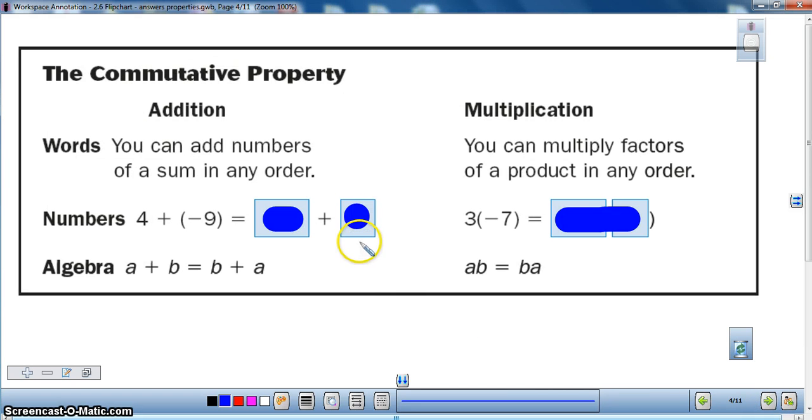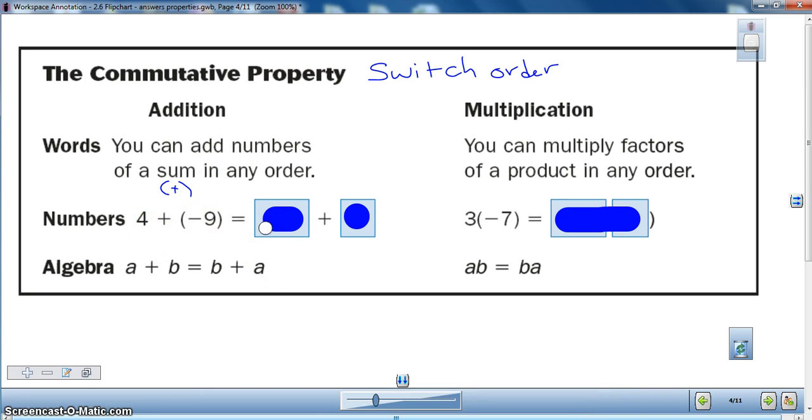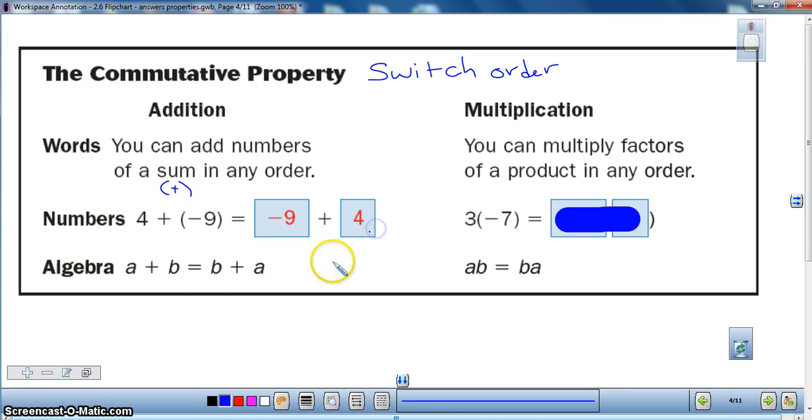What is the commutative property? The key thing about commutative property is that it lets us switch the order. You can add two numbers, or sum, remember sum is add, in any order. 4 plus negative 9 is the same as negative 9 plus 4. A lot of times you might see it written as a plus b equals b plus a. We can switch the order.